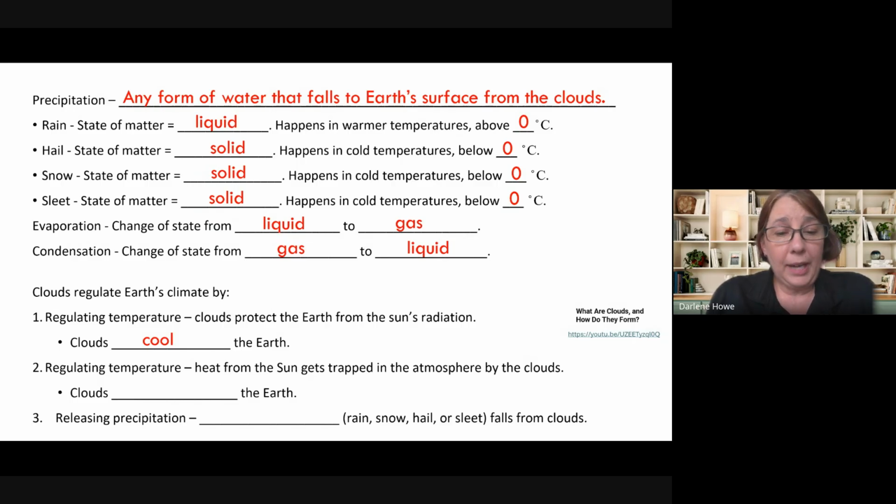Regulating temperature, it also heats from the sun. Heat from the sun gets trapped in the atmosphere by the clouds. So clouds also work in warming the Earth, or keeping the Earth at a manageable temperature. Not all of the sun's radiation bounces off the clouds. Some of it does go through, and the clouds hold it in so that it keeps the temperature of the Earth at a very good temperature for us to live. It makes it very comfortable for us. And the last thing that clouds do is they release precipitation. Precipitation in the form of rain, snow, hail, or sleet falls from the clouds. So that last one was a really easy one. But remember that clouds regulate the Earth's climate by cooling, warming, and giving us precipitation. Clouds are really important that way.